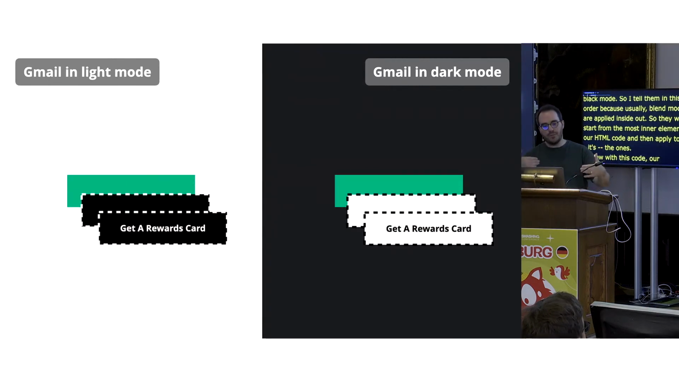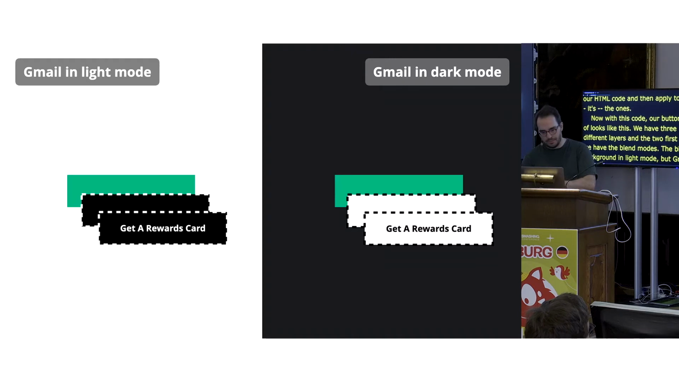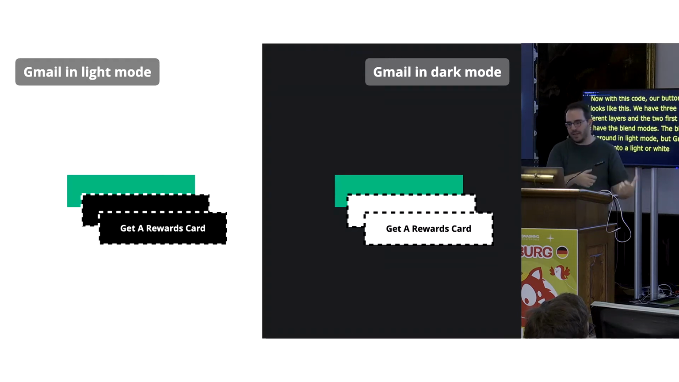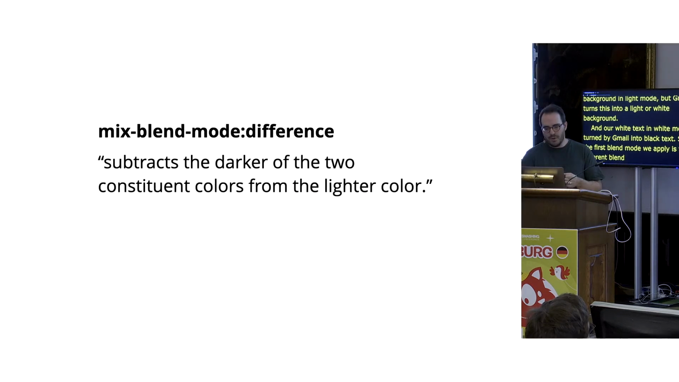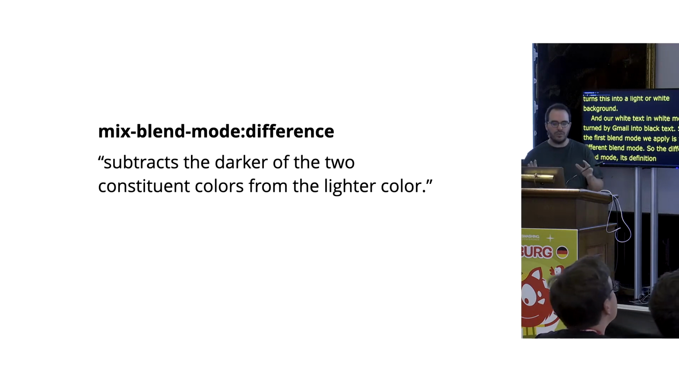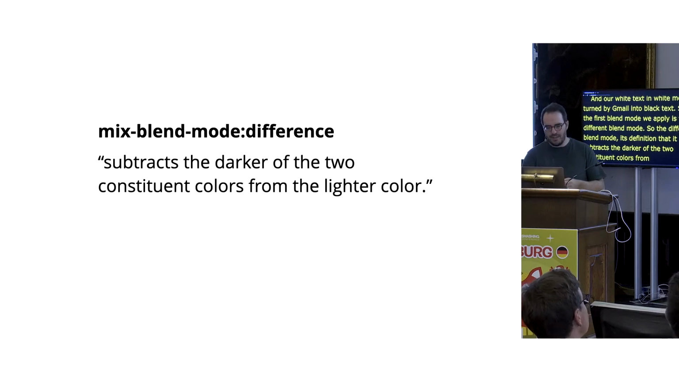So now with this code, our button kind of looks like this. We have 3 different layers, and the first 2 with the blend modes applied have a black background in light mode, but Gmail turns this into a white background, and our white text in light mode is turned by Gmail into a black text. So the first blend mode that we apply is the difference blend mode. Its definition is that it subtracts the darker of the 2 constituent colors from the lighter color. Yeah, I didn't get that either.